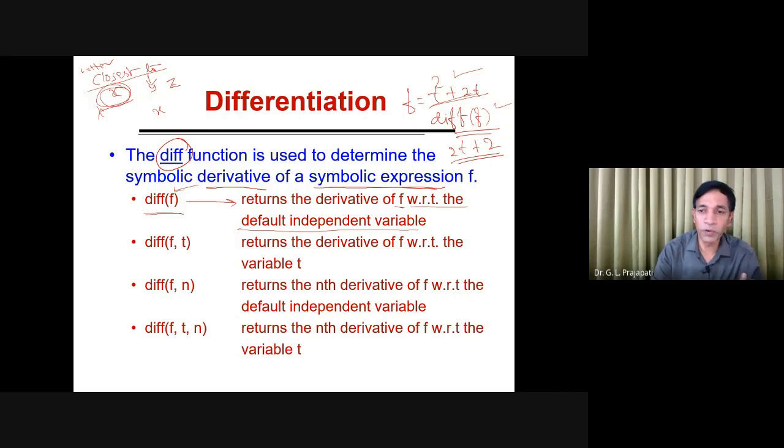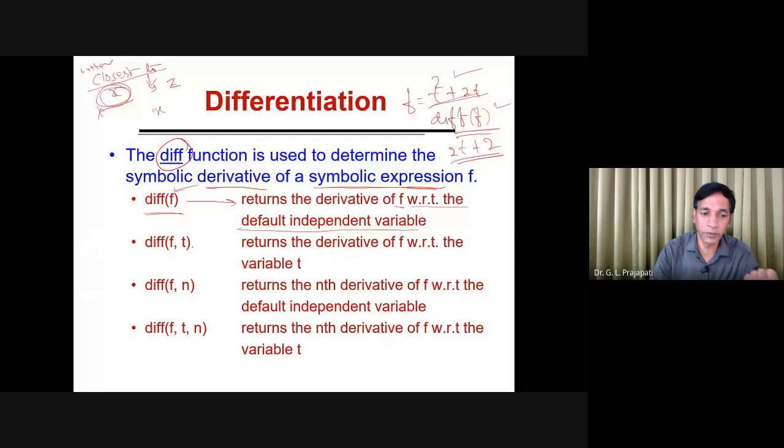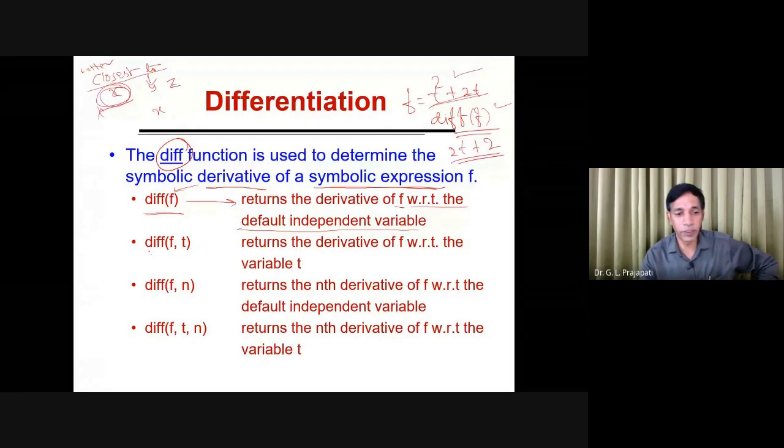Now, if you have more than one variable in the expression, you can explicitly specify with respect to which variable you want to obtain the derivative. So you can use this function like this: it returns the derivative of f with respect to the variable t. It is clear now, explicitly.